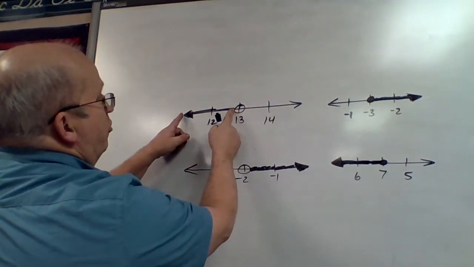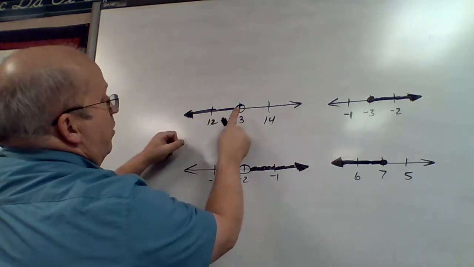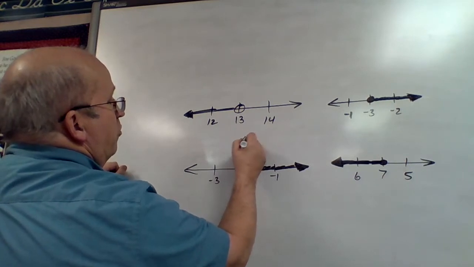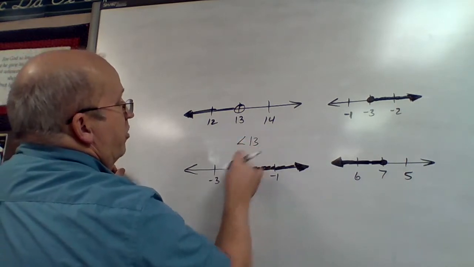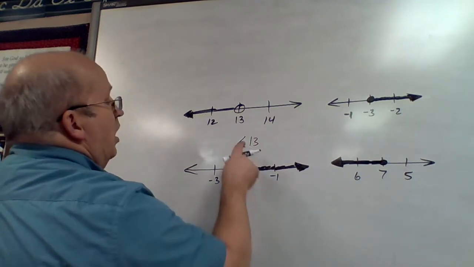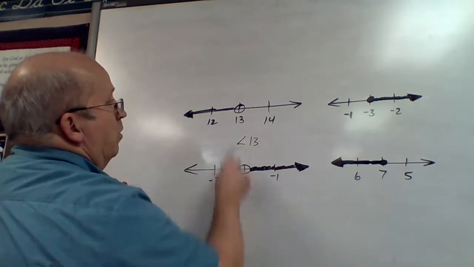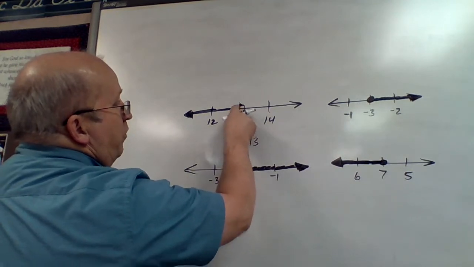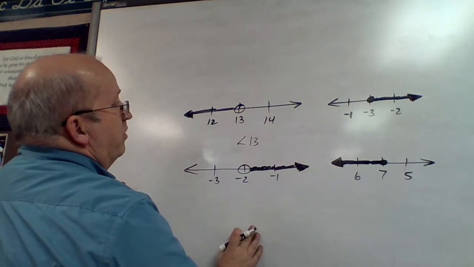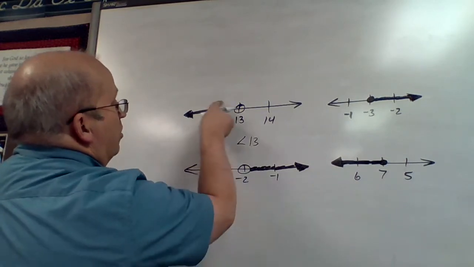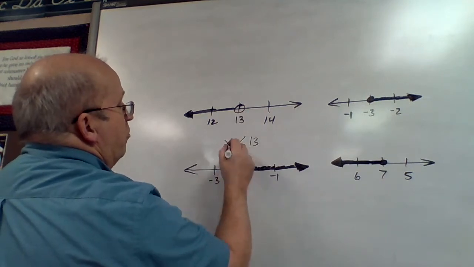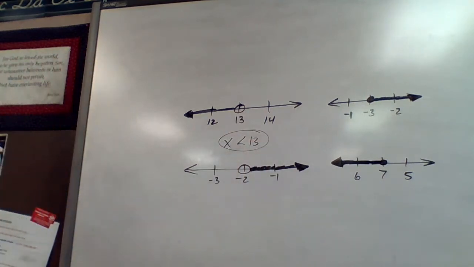Notice the solution is all of the numbers that are smaller than 13. So I'm going to write smaller than 13, less than 13. Do I do this and write less than or equals to? No. How do I know it's just a less than symbol? Because it's not filled in. If it was filled in, I would put less than or equals to. Since it's not filled in, I call it less than. All of the numbers that are less than 13 are part of the solution, so I write x is less than 13.